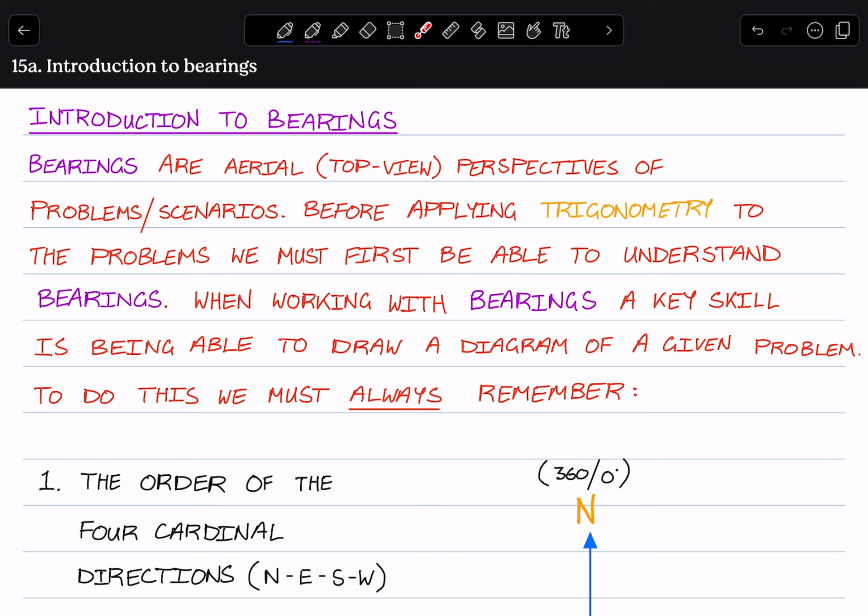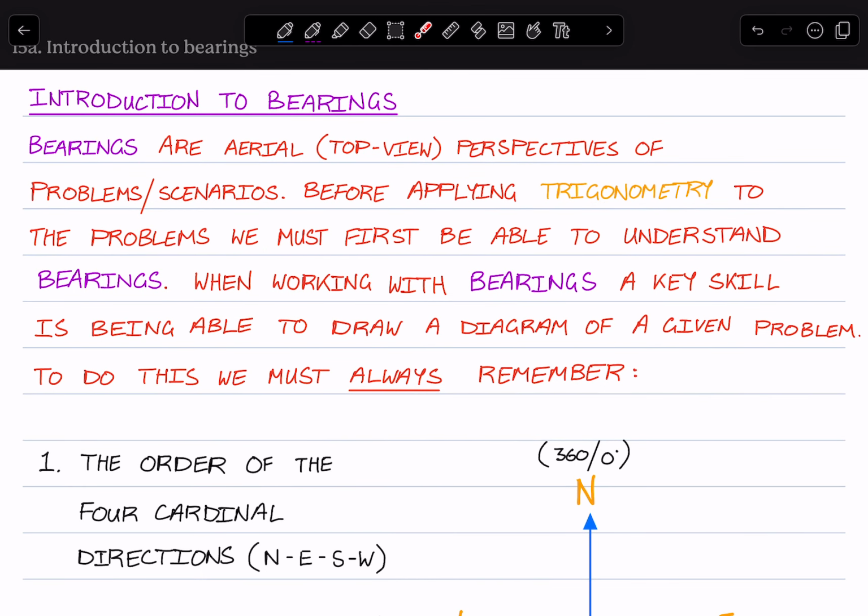Hello class, this is a video tutorial on the introduction to bearings. Bearings are aerial or top view perspectives of problems or scenarios. So before even applying trigonometry to these problems, we must first be able to understand bearings. When working with bearings, a key skill is being able to draw a diagram of a given problem.